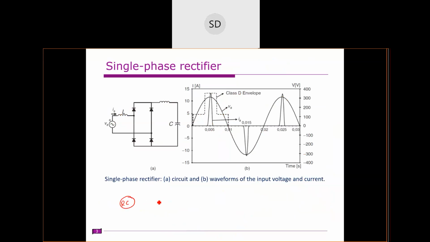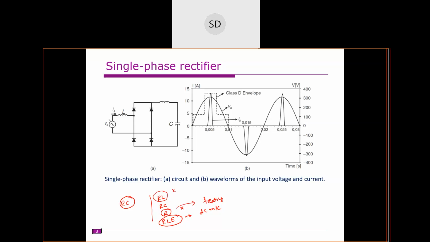We have different loads: RL load, RC load, and R load, right? Out of these, most of the cases we have RLE loads, especially when the rectifier is feeding a DC machine. Generally these RL loads are usually not encountered in most cases. The R load is also not encountered, except in heating applications.